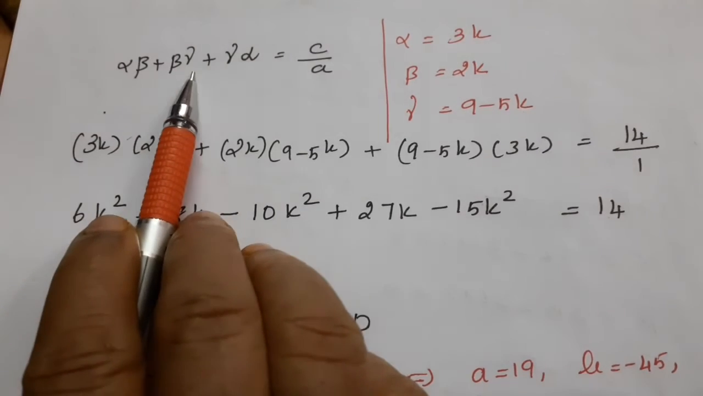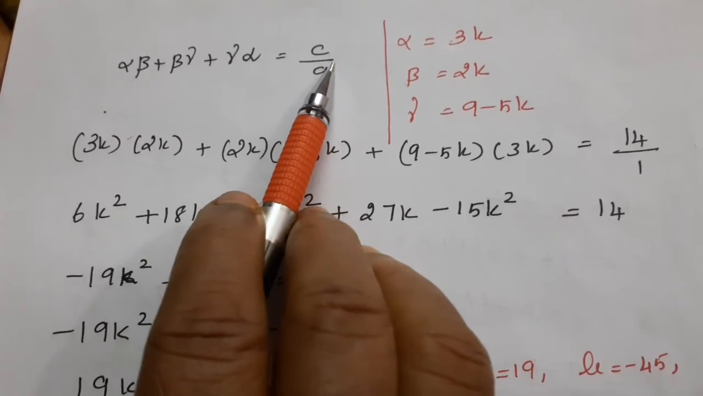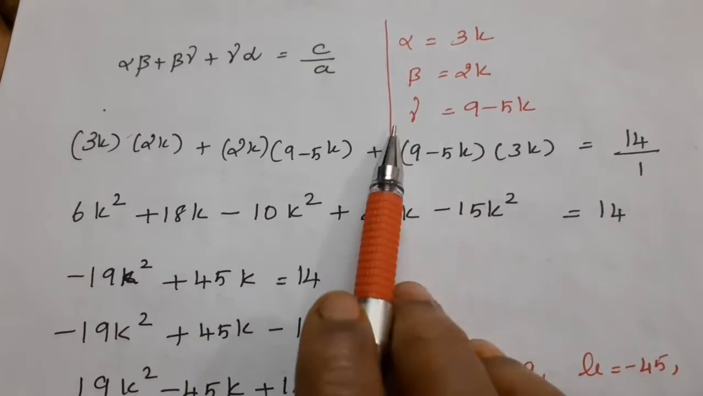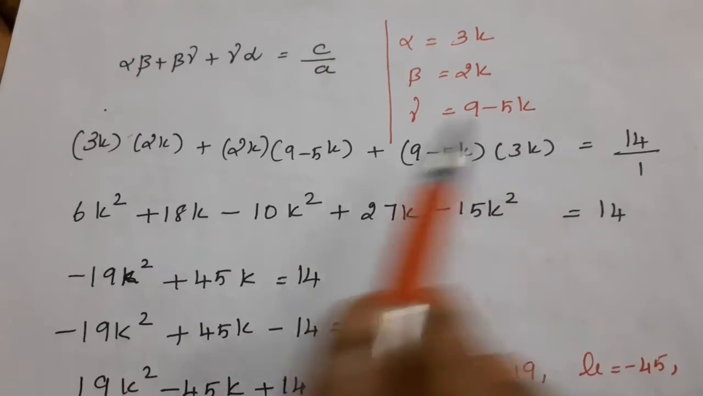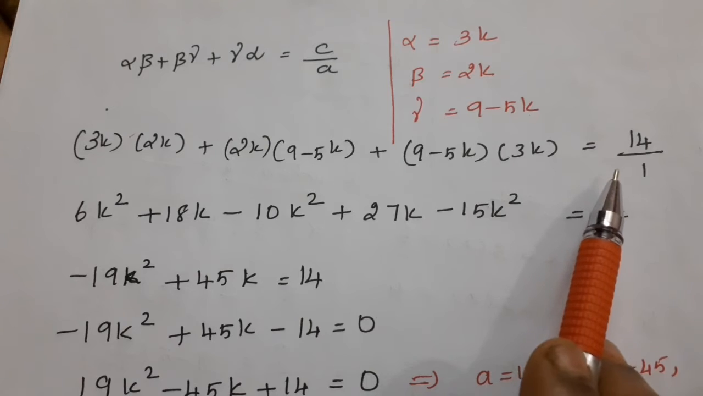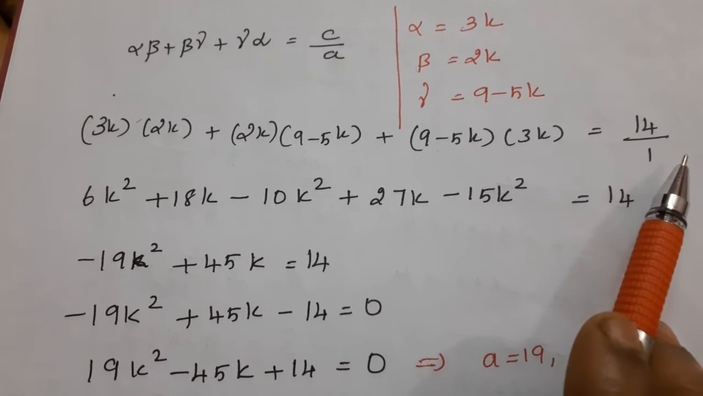Now alpha beta, beta gamma, gamma alpha equal to C by A. So substitute the values: alpha equal to 3k, beta equal to 2k, gamma equal to, just now we found, 9 minus 5k. You substitute all the values instead of alpha, beta, gamma. That result is C by A, which is nothing but 14 by 1.